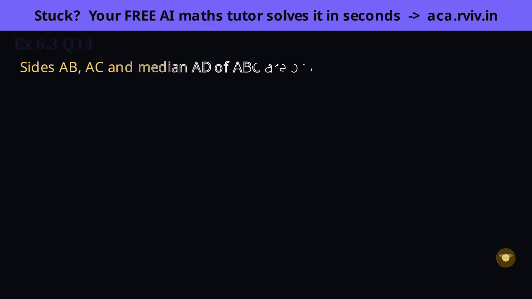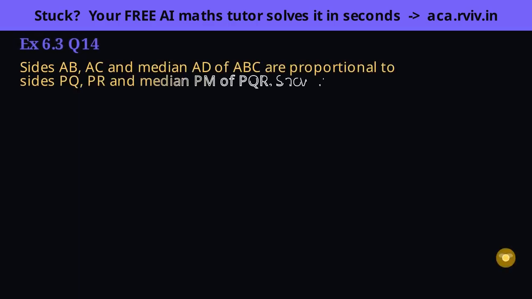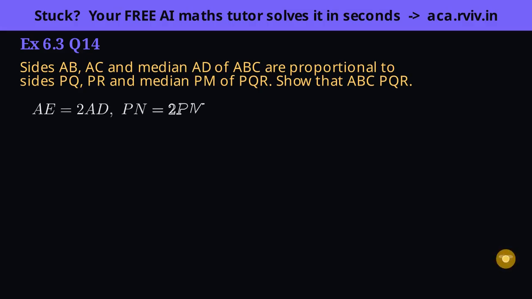Extend the medians to double points so the medians become full sides. Setup: produce AD to E with DE equal to AD and PM to N with MN equal to PM. ABEC and PQNR become parallelograms. In the parallelograms, BE equals AC and QN equals PR.